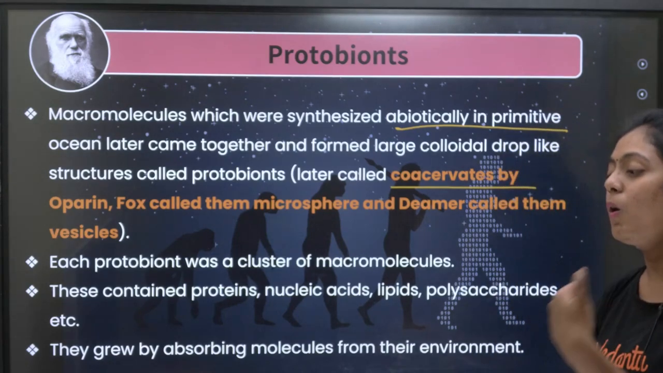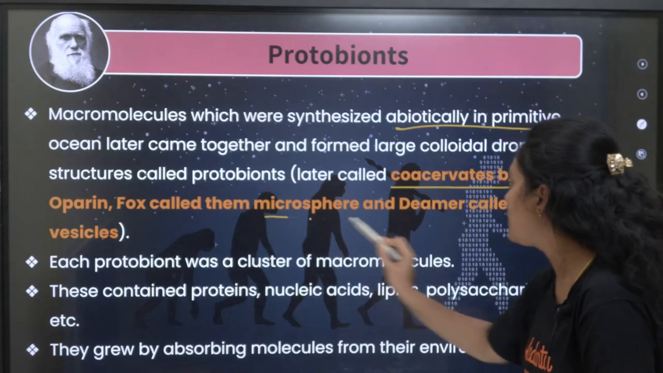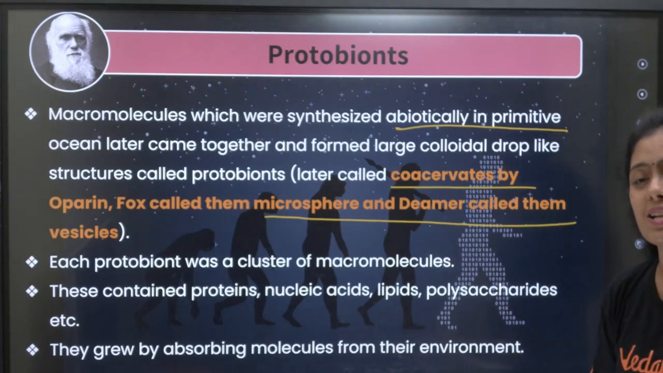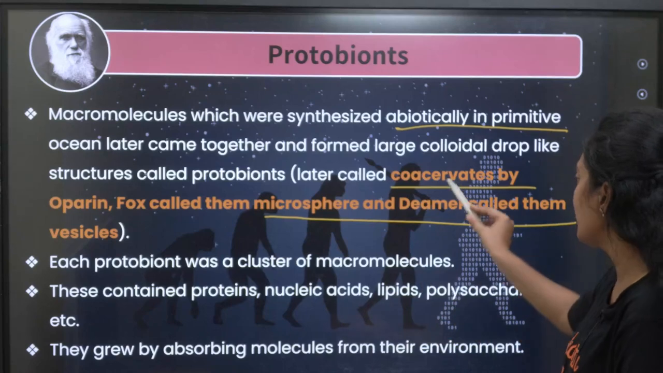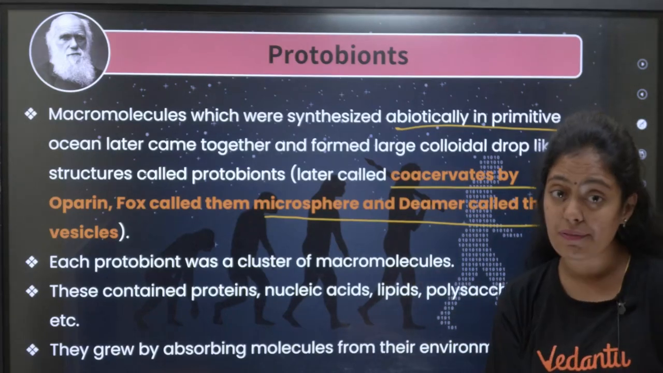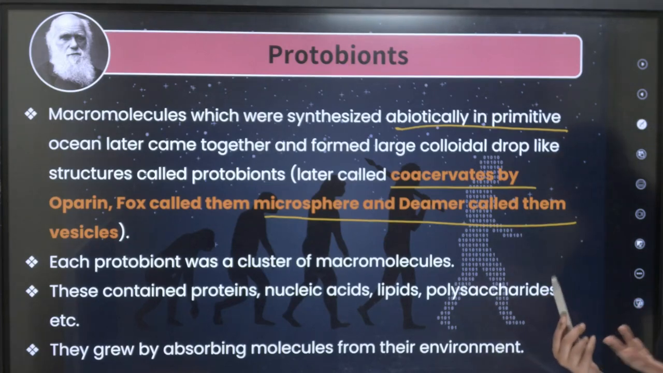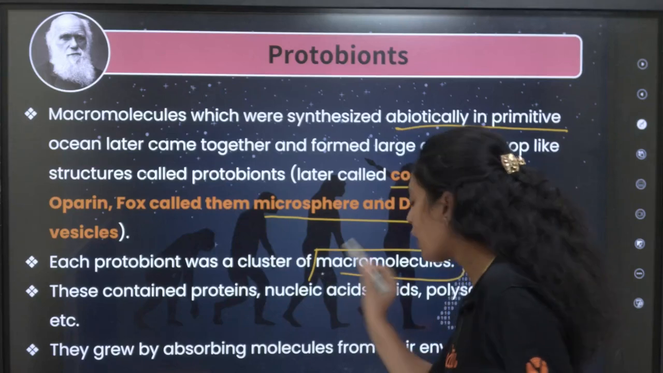We already discussed it. Okay. Who proposed this? Oparin and Fox call them microspheres, and Diemer calls them vesicles. Each person gave a different name. Okay. So Oparin and Haldane called it coacervates. Then Sidney Fox called it microsphere. Okay. Then I had one more person who called it vesicle. Each protobiont was a cluster of macromolecules.